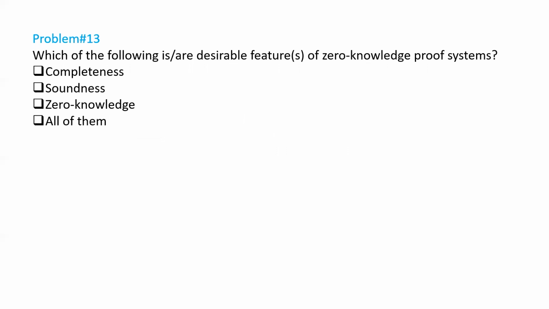Coming to the next question: which of the following is or are desirable features of a zero knowledge proof system? Completeness, soundness, zero knowledge, all of them. Maybe you would like to answer this straightforward question. Which are the desirable properties of a zero knowledge proof system?